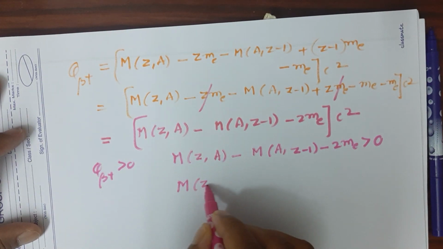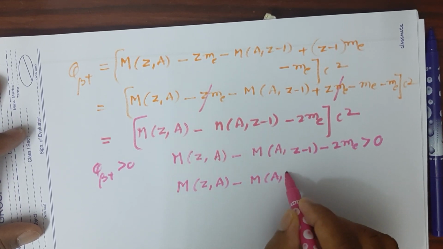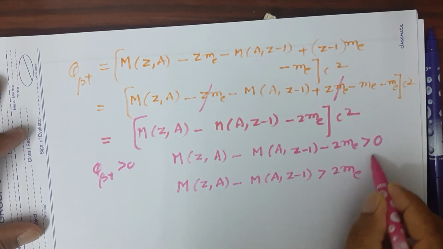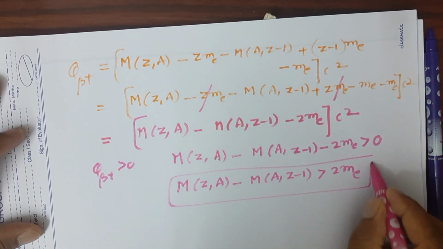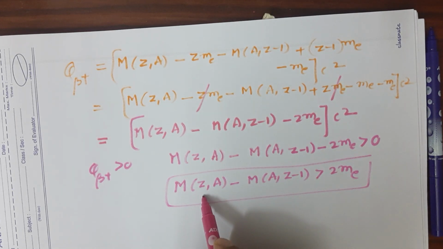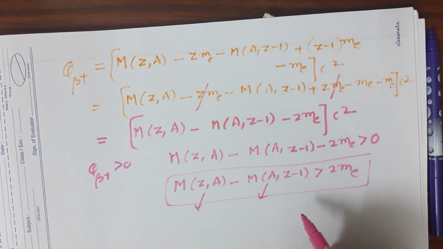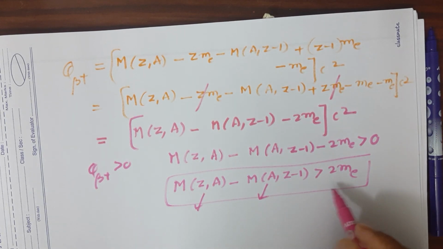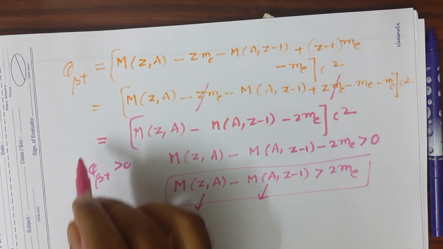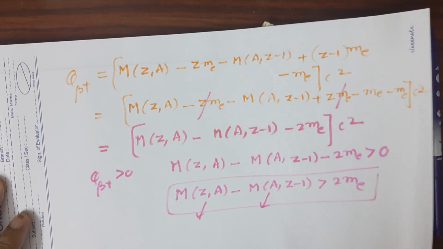Then M of ZE minus M of E Z minus 1 is greater than 2Me. Here that condition is obeyed. So what is that? The difference of atomic mass of the parent nucleus and the daughter nucleus greater than 2 times the electron rest mass, then the beta plus decay takes place. Okay, so this is the beta plus decay.